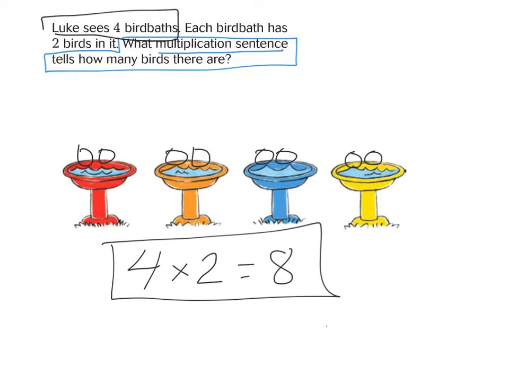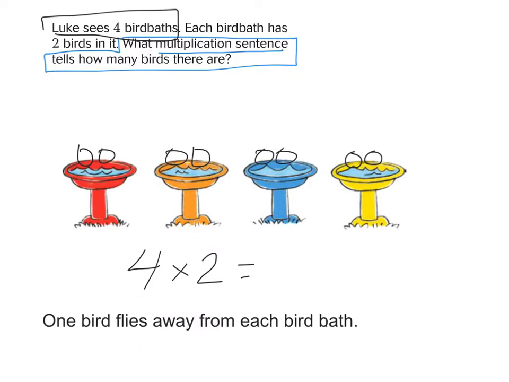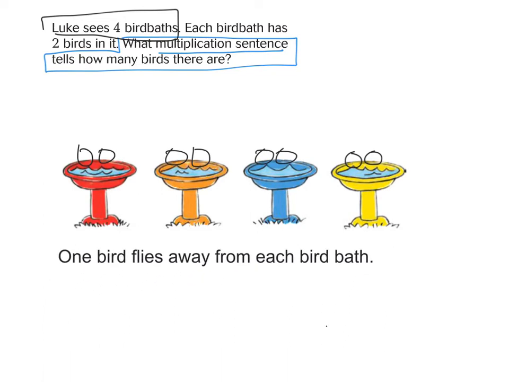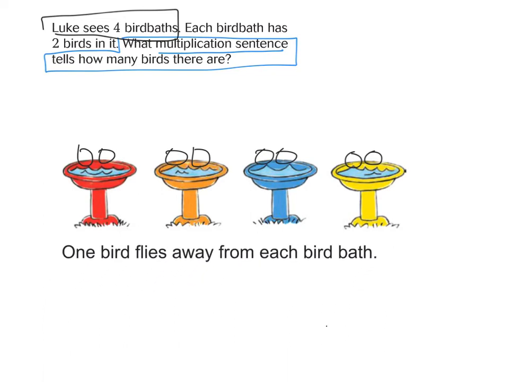Now, what would happen if one bird flies away from each bird bath? Well, things would change. This would not be the equation anymore. So let's see how it would change. If one bird flies away from each bird bath, we would have to cross out one bird from each bird bath.